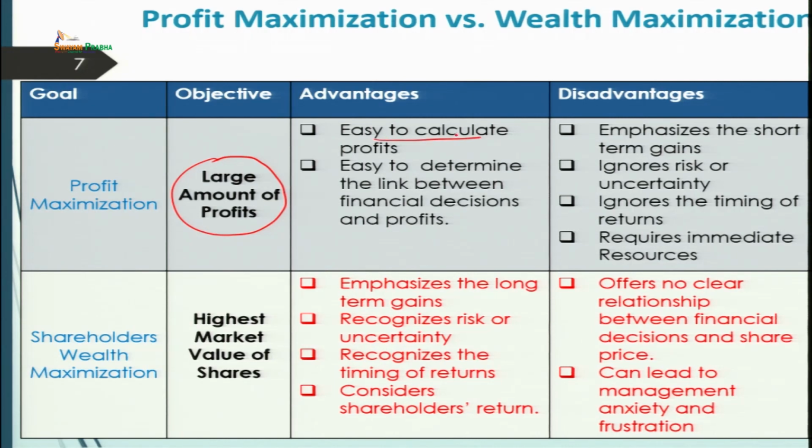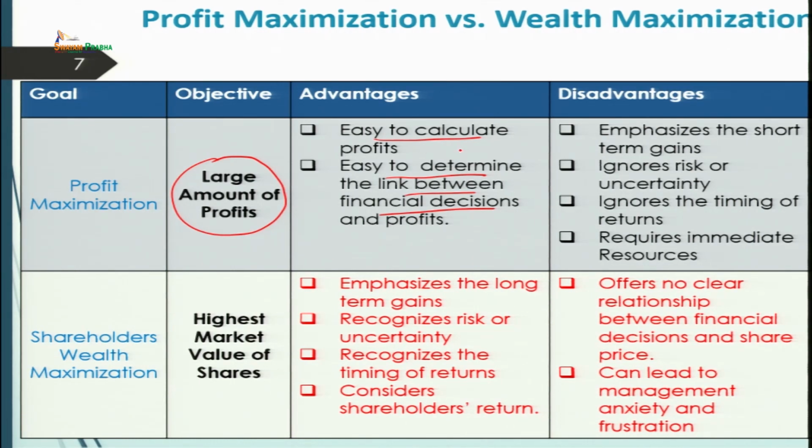As far as the advantage of the profit maximization approach is concerned, it is quite easy to calculate. That's very true: you can quickly see this is how much profit you earned in the previous financial year, and this is the profit you are earning in the current financial year, and you can compare and calculate whether we are progressing or going down. It is easy to determine the link between financial decisions and profit. So whatever investment decisions I took in the earlier financial year and the current financial year, I can quickly assess which one is more appropriate, because in the last year I was gaining more profit.